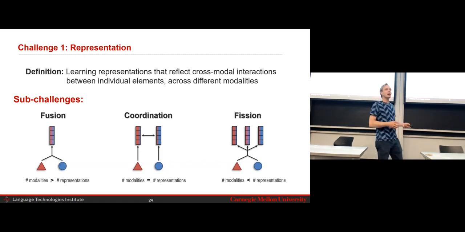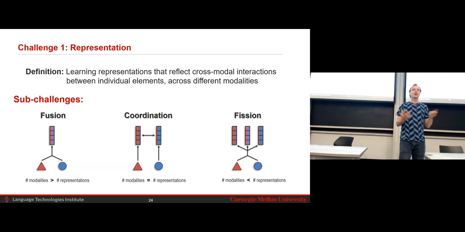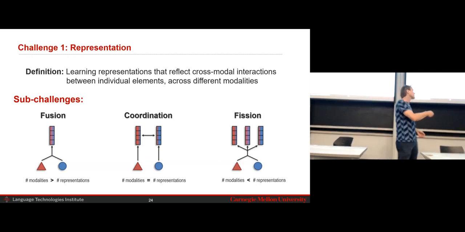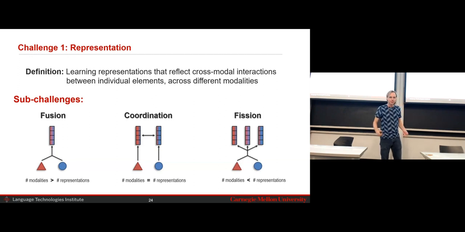And fission, we could also call it factorization. You're factorizing, you're expanding: the number of representations is larger. Usually this is used when you're trying to do understanding of the data. If your goal is analysis and understanding, what are those interactions happening? In this case, you're putting everything together.